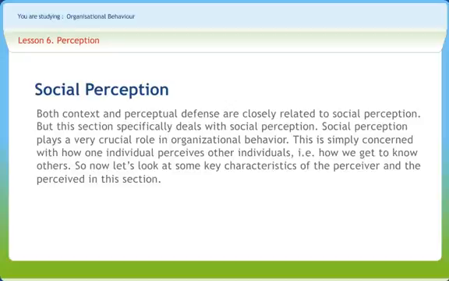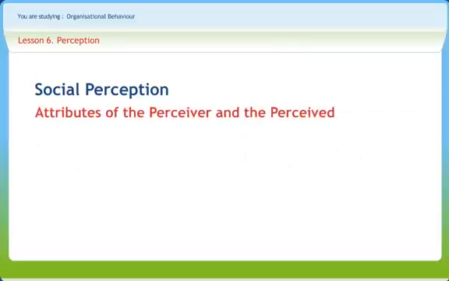This is simply concerned with how one individual perceives other individuals. That is, how we get to know others. So now, let us look at some of the key characteristics of a perceiver and the perceived. The most important are the attributes of the perceiver and the perceived.